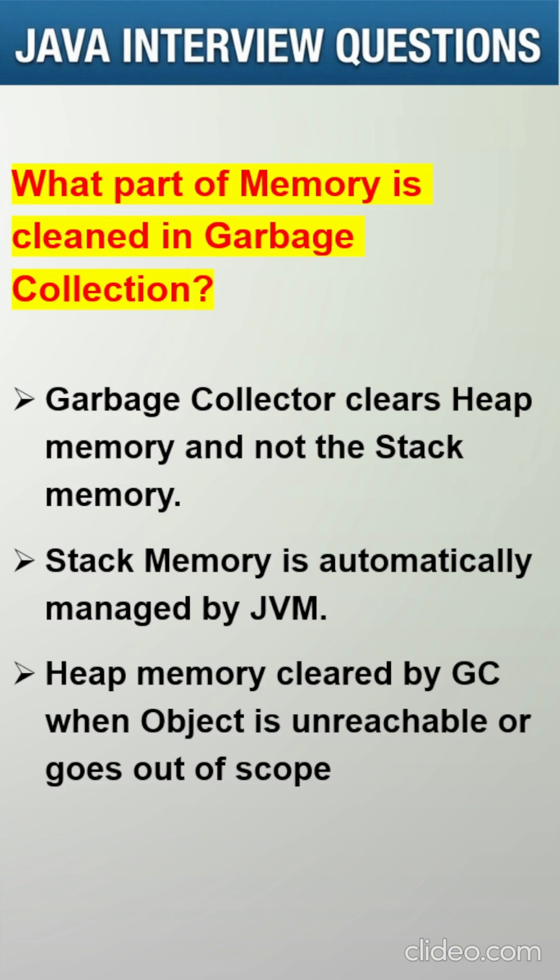Now, GC only removes the unreachable heap objects and reclaims the unused space. Heap is divided into three parts: old generation, new generation, and metaspace. And GC only works in the old generation and new generation spaces.